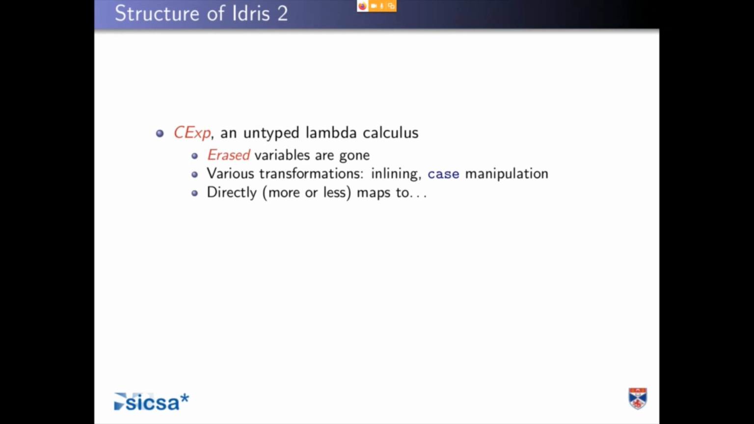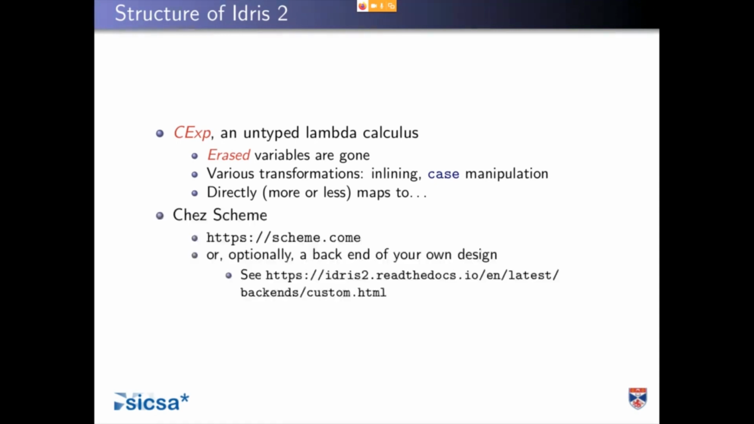Anyway, the nice thing about CSEXP being an untyped lambda calculus is that it pretty much directly maps to scheme. So Chez Scheme is the default, but also Racket. There's an almost complete Gambit scheme backend, but also a backend of your own design. So if you know how to compile a functional language of any form, you will be able to adapt that to working with Idris. There are some other phases. There is a lambda lifting phase. There's a translation to a normal form, but neither of those are used in Chez Scheme. They're things that you could use on your own backend if that's what you want to do. So that's the overall structure.